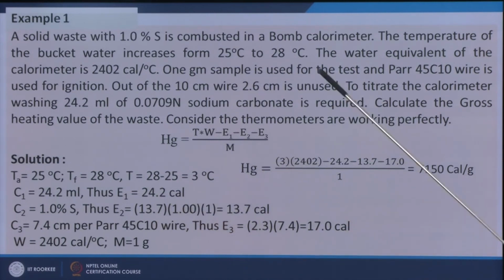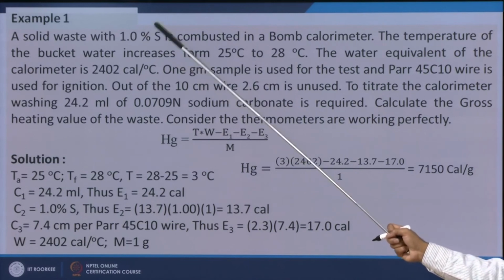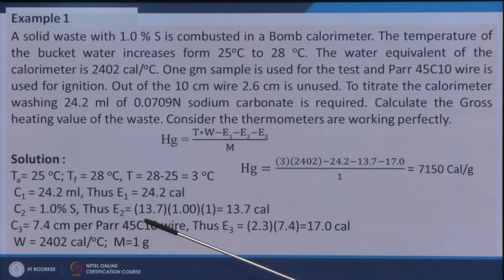For E2 it requires the sulfur content. So, 1% sulfur. So, E2 is equal to 13.7 into 1 into mass of it 1 gram. So, that is equal to 13.7 calorie, and for the determination of E3 we need how much wire has been consumed. Out of 10 centimeter, 2.6 centimeter is remaining. So, consumed is equal to 7.4 centimeter. As the type is Parr 45C10, so 2.3 into 7.4 that is equal to 17.0 calorie, that is the E3.